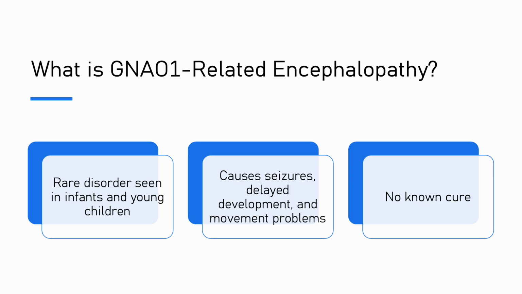GNAO1-related encephalopathy is a rare genetic condition that mostly affects infants and young children. It causes symptoms like seizures that are hard to control, delays in reaching milestones like walking or speaking, and problems with muscle movement. These problems happen because of a mutation in the GNAO1 gene. A mutation is similar to a misspelling. You spell one word wrong, and it can alter your entire sentence. This gene controls part of how brain cells send signals, or talk to each other.